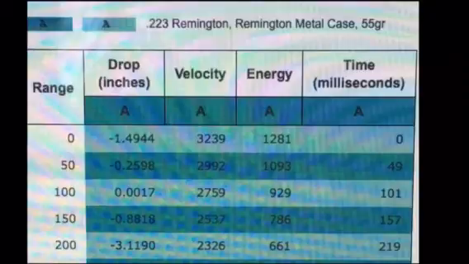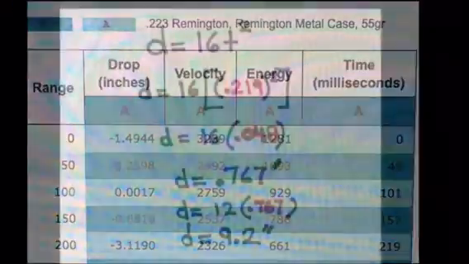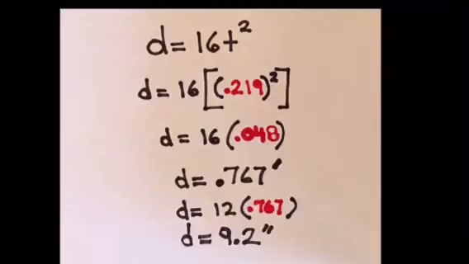So a bullet coming out of a .223 cartridge shot by an AR-15, a 55 grain bullet, will take 0.219 seconds to travel 200 yards. And we're about to use that now. Okay, so from the chart we see it's going to take that bullet 0.219 seconds to travel the 200 yards. So how far will that bullet drop as it travels out 200 yards to the target? That's what we want to know.